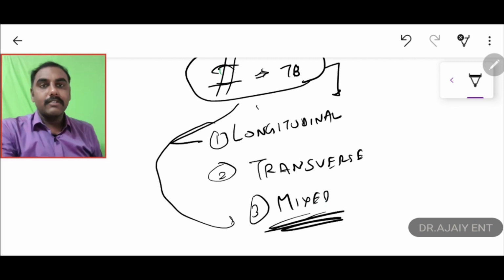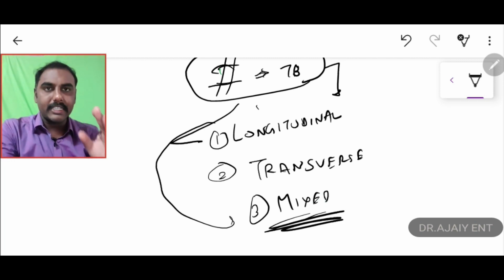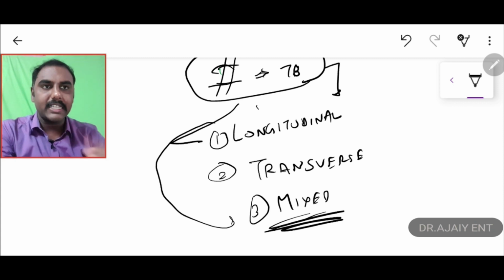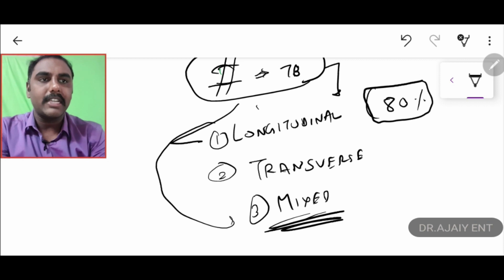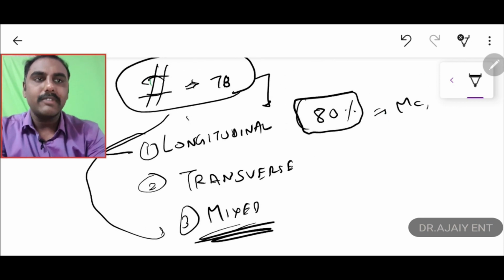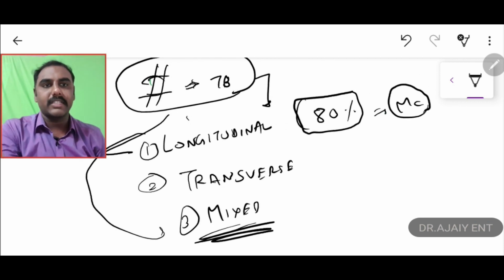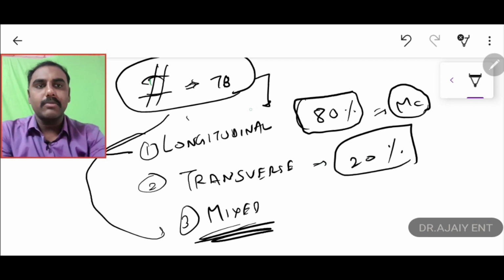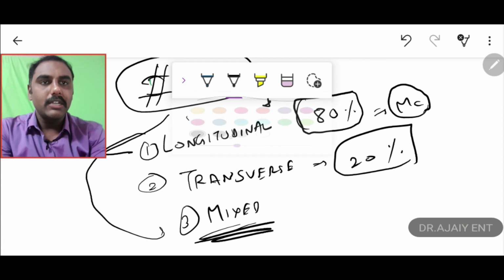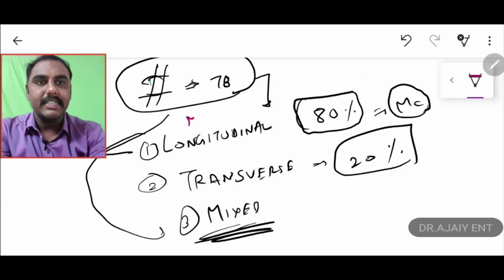So, what is the most common temporal bone fracture? The most common temporal bone fracture is the longitudinal fracture. It accounts for around 80% of the temporal bone fractures. The transverse fractures account for 20%. The most common, a repeated MCQ: what is the most common temporal bone fracture? It is the longitudinal fracture.